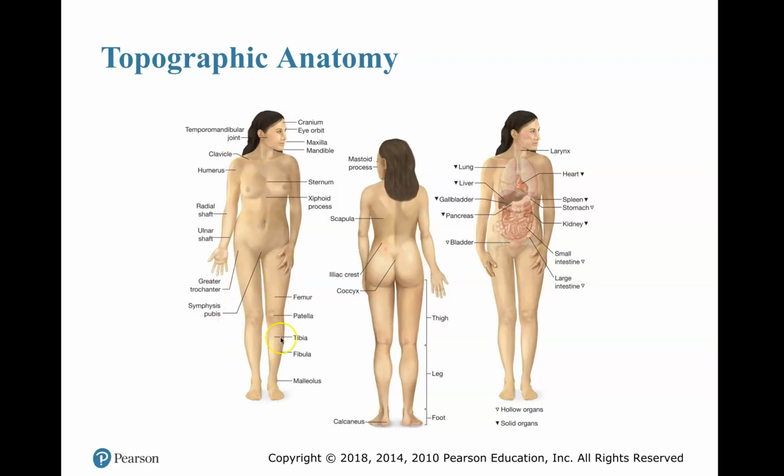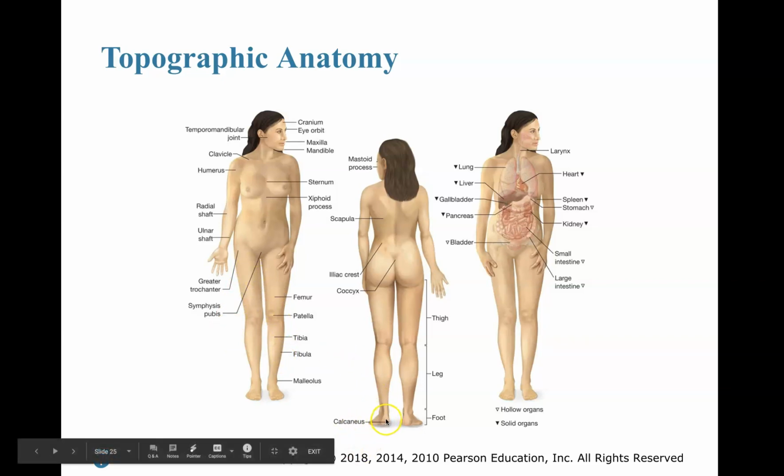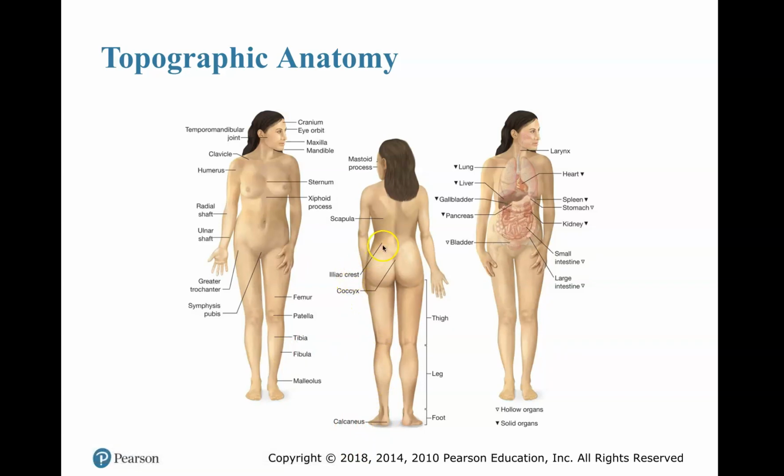The femur, the patella, the tibia, and the fibula. The calcaneus, your heel back here, okay? Coccyx, iliac crest. Obviously lungs, liver, gallbladder, pancreas, bladder, heart, spleen, stomach, kidney, small intestine, and large intestines. If you see the ones that are not darkened in, that means they're hollow organs. The ones that are darkened in are solid organs. You need to look at these. You need to remember these. Know where your anatomy is.